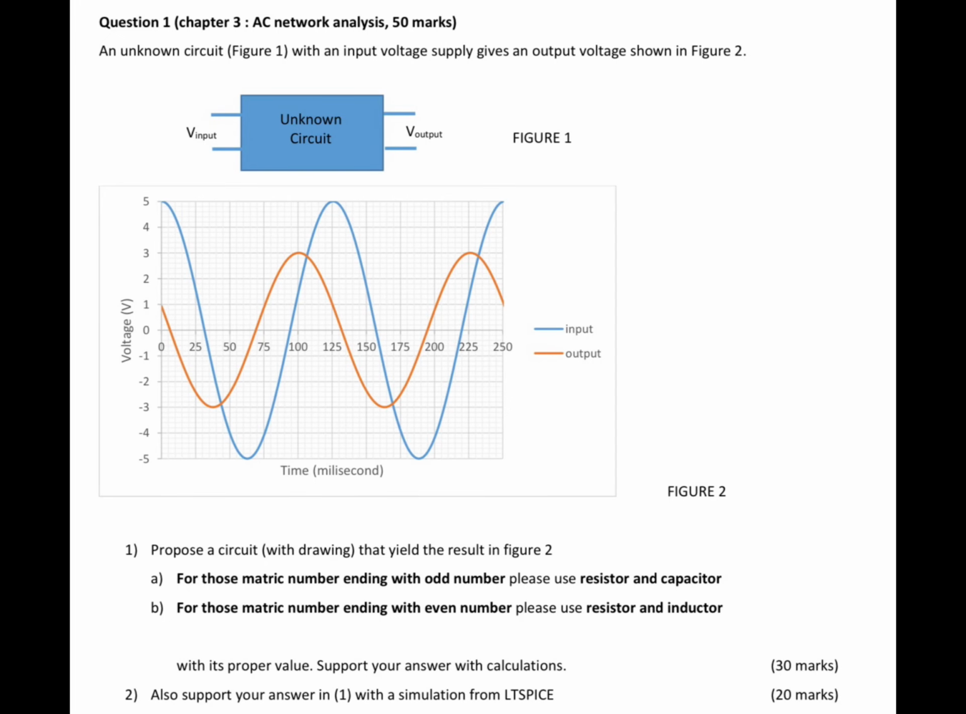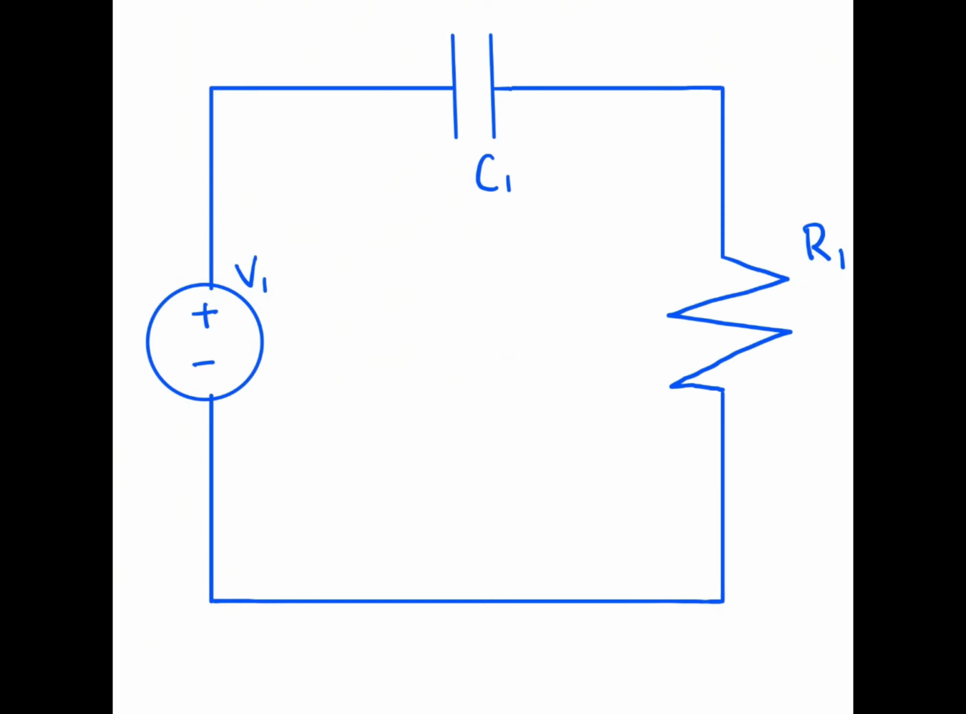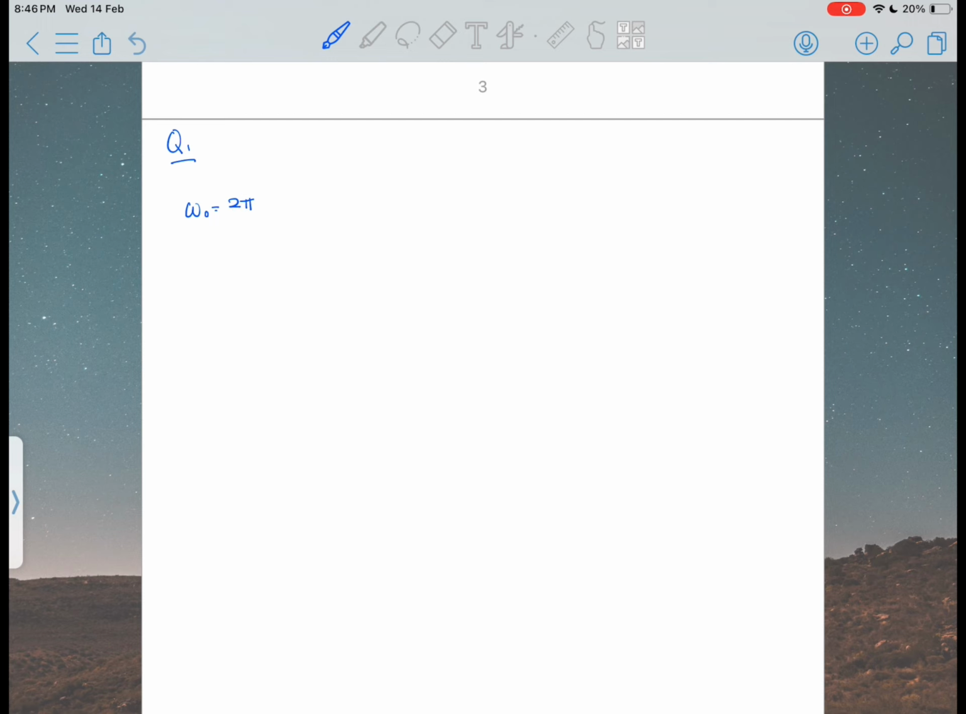From the question, it is a high pass filter and the circuit will look like this. For the calculation, omega is equal to 2 pi over T, and the T is already given in the question, which is 125 millisecond. So the omega will be 2 pi over 125 times 10 to the power of negative 3, and you will get 16 pi rad per second.